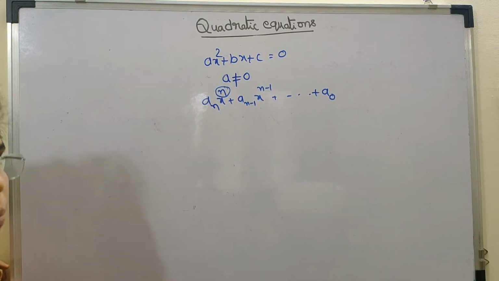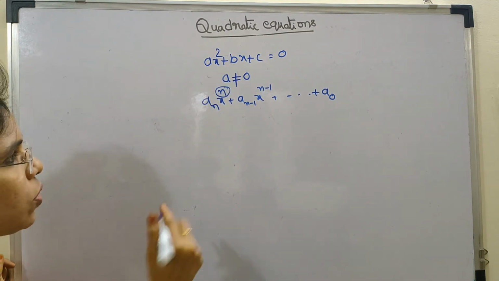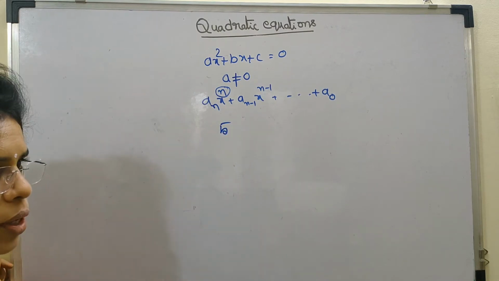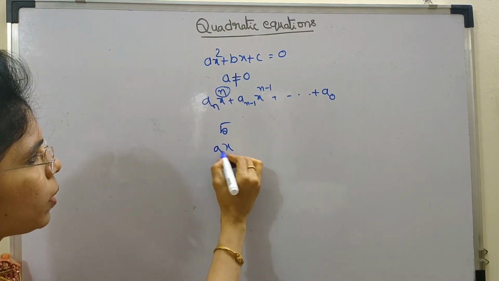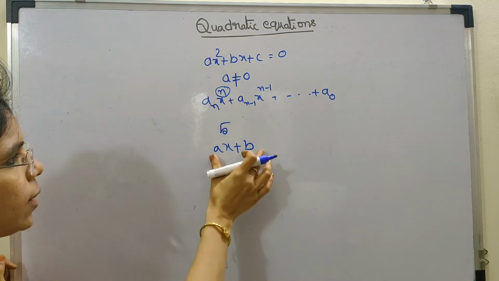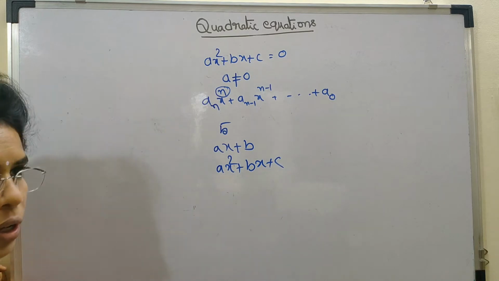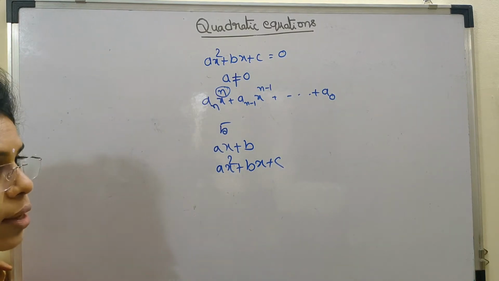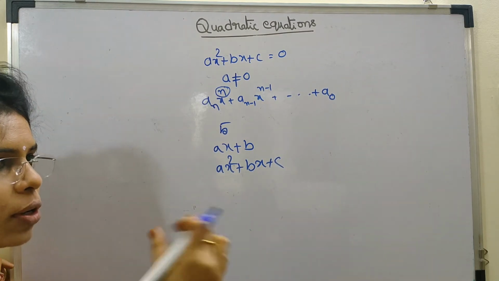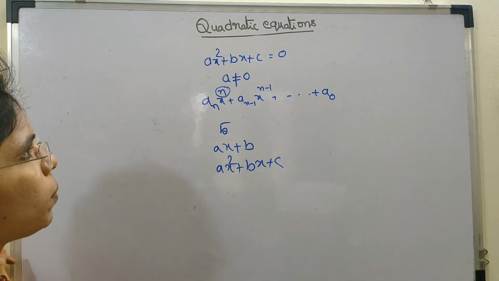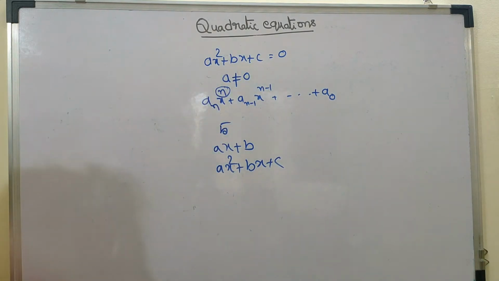Depending upon the degree, we name the polynomial. Suppose n is equal to 0, we call it a constant polynomial, so you have 5. This is also a polynomial, right? This is a constant polynomial. And n is equal to 1, linear polynomial, in the form ax + b. If n is equal to 2, it is a quadratic polynomial. Here we are talking about this one only, ax² + bx + c. n is equal to 3 cubic, n is equal to 4 biquadratic, etc. Here this is a second degree polynomial equation, so this is called a quadratic equation.